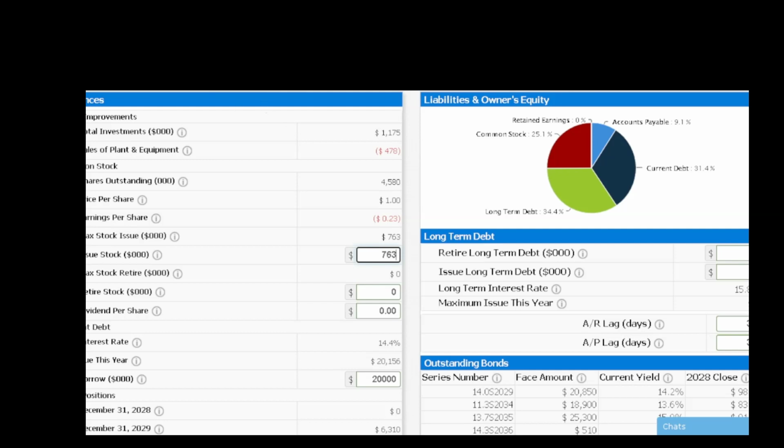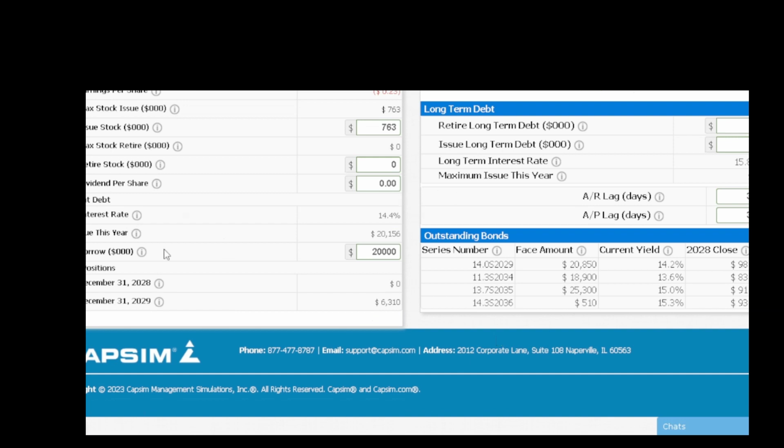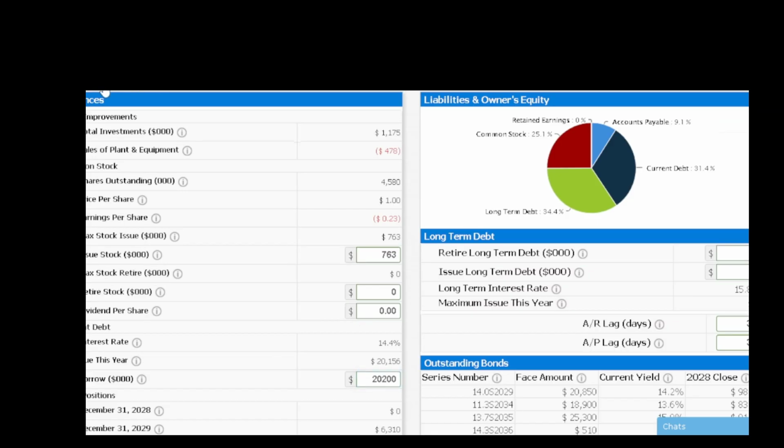Then you can see you have the maximum stock retire, and the retire stock for this round is 0, so we shall just put 0 there. The dividend per share is also 0.00. And we have some current debt that's due this year, which is 20,156. So we shall borrow some, let's say 20,200. After doing that, we recalculate so that we can see if we can be given that debt. We have been given the debt, so we have borrowed 20,200.